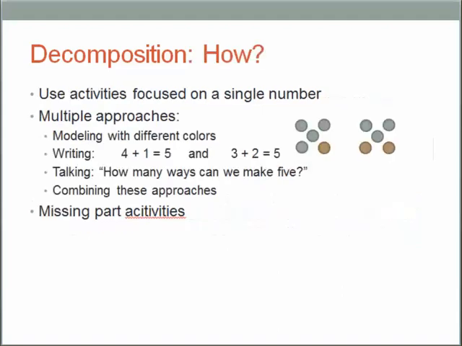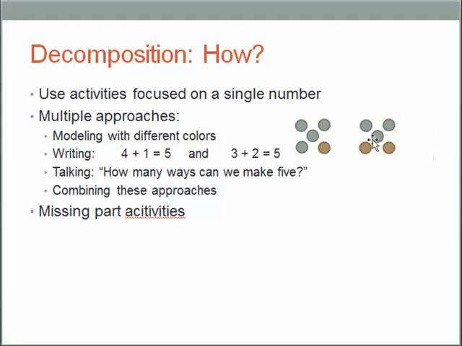How do we help kids think about decomposition? We want to use activities that are focused on a single number. So you choose your number, number 6, and everything we're going to do is thinking about how can we decompose 6 into lots of things over and over again. Or 5. How many different ways can we decompose 5? So you stick with a single number throughout the whole activity and use multiple approaches.